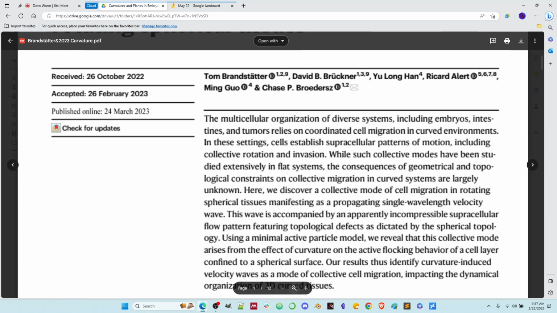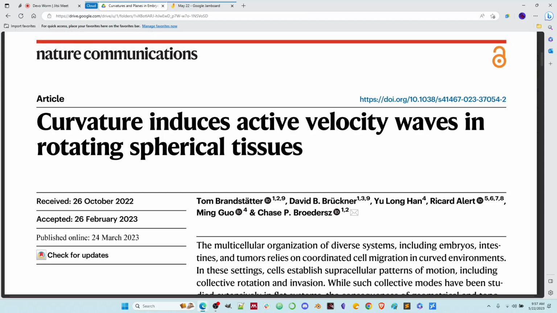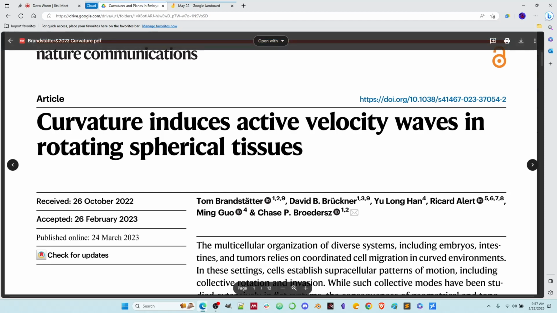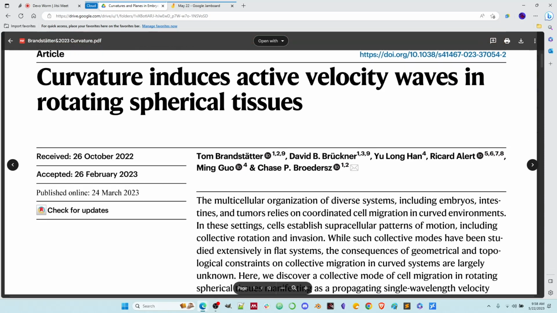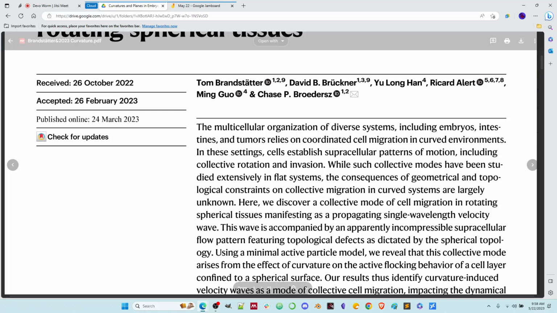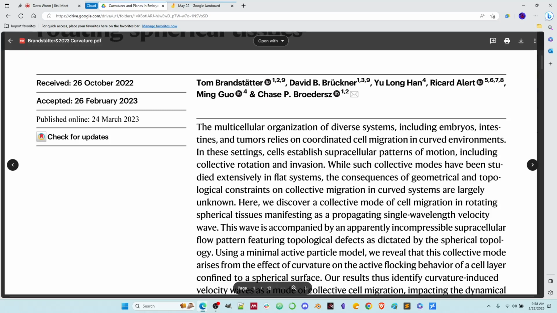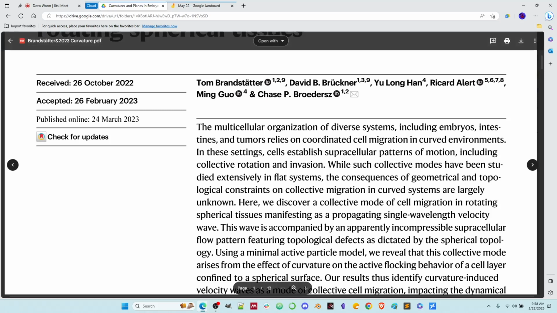The other two papers might give us a little bit more insight into what the role of curvature is. So this paper is "Curvature induces active velocity waves in rotating spherical tissues." This is a Nature Communications paper. The abstract says the multicellular organization of diverse systems, including embryos, intestines, and tumors, relies on coordinated cell migration in curved environments.